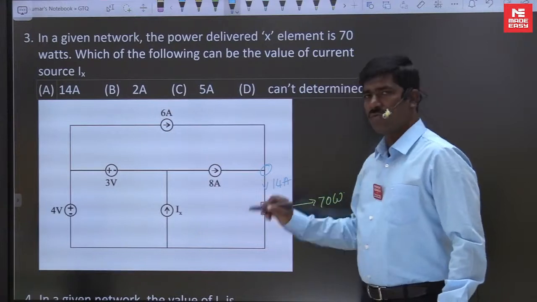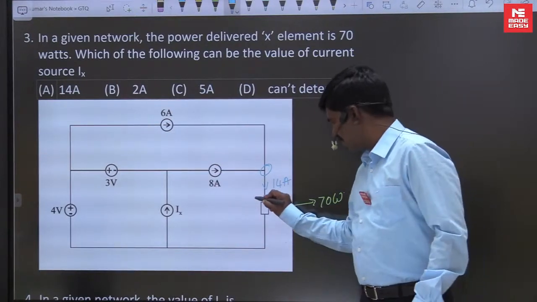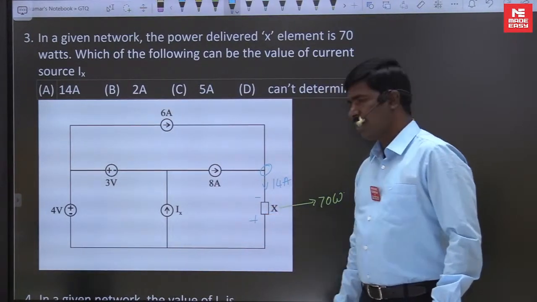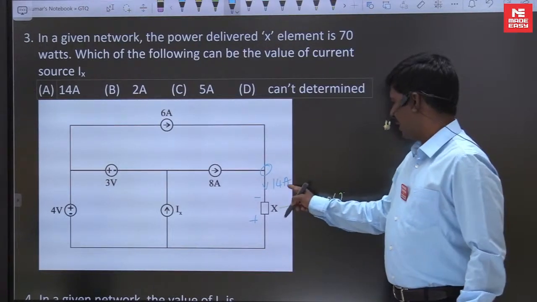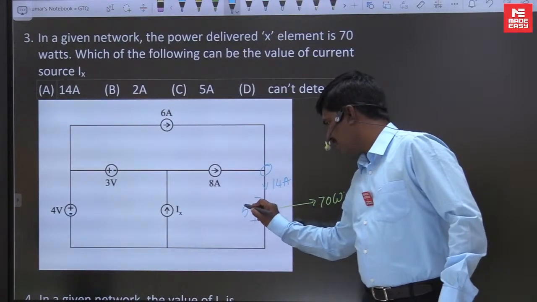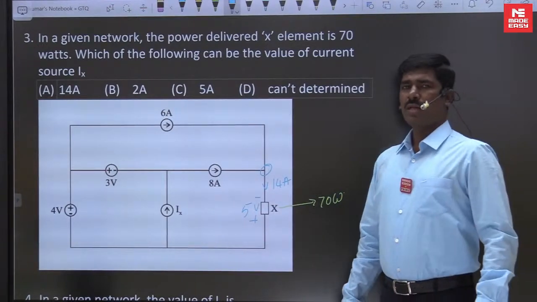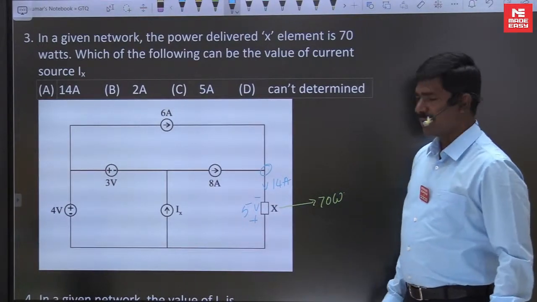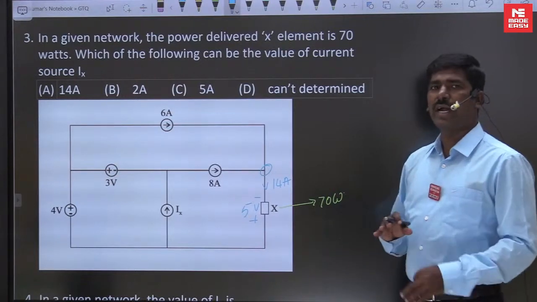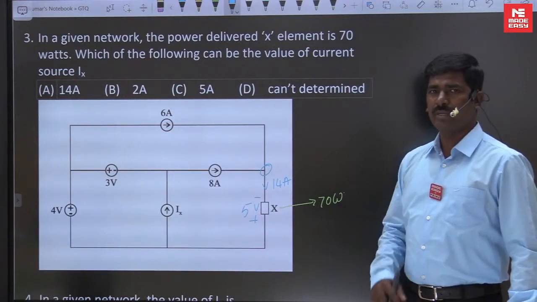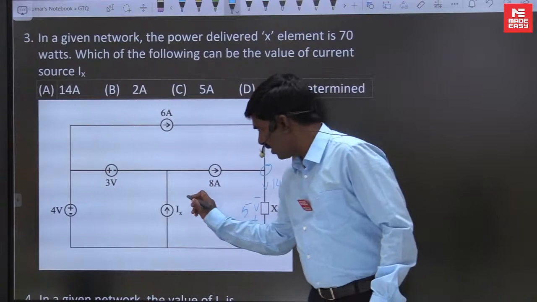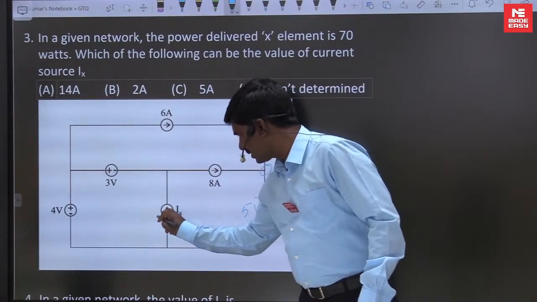So the current direction and voltage direction must be the same, minus to plus. How much will the voltage be? 70 divided by 14 is 5. The voltage across the X element is 5 volts. From the given information, you get the current and voltage across the X element. But our intention is to find the value of Ix.